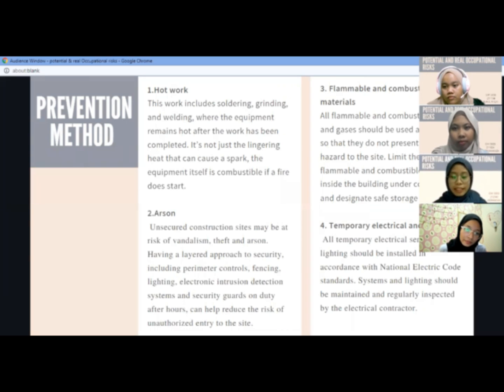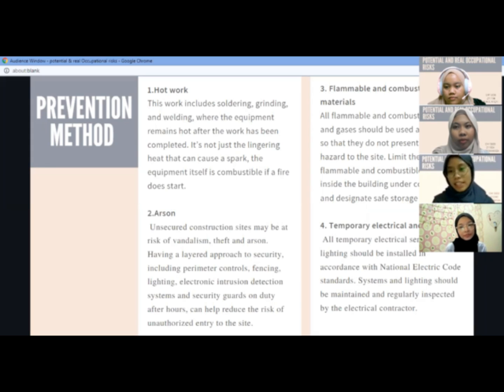The second one is arson. An unsecure construction site may be at risk of vandalism, theft, or arson. Having a layered approach to security, including perimeter controls, fencing, lighting, electronic intrusion detection system, and security guards on duty after hours can help reduce the risk of unauthorized entry to the site.